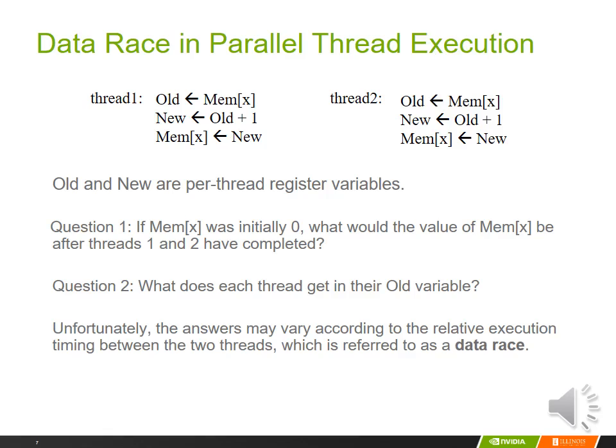If one thread gets a value 0 and the other thread gets a value 1, it's a good outcome. It doesn't matter which one gets which. However, if both threads get a value 0 or both threads get a value 1, then we have a bad outcome. Unfortunately, the answers to these questions could vary according to the relative execution timing between the two threads, which is referred to as a data race.